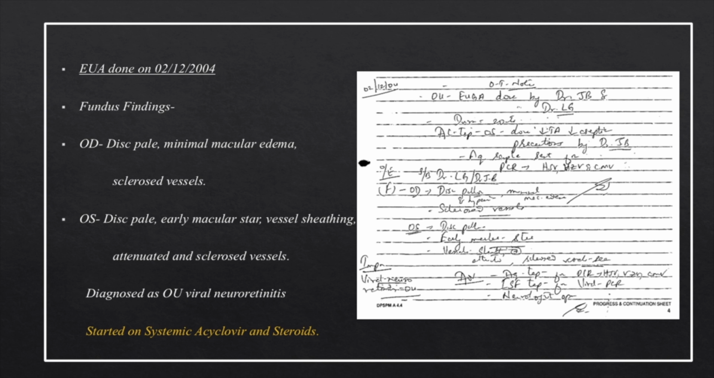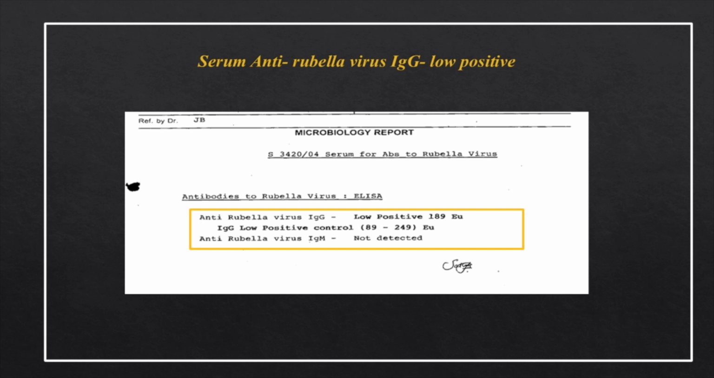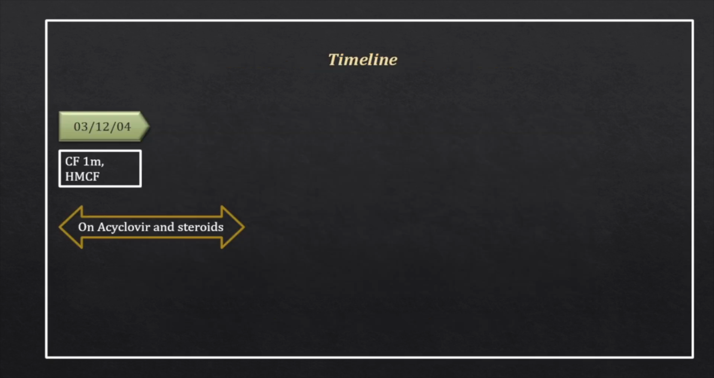He was started on systemic acyclovir and steroids. The AC tap, however, was negative for herpes simplex, cytomegalovirus, and varicella zoster. The CSF was also negative for the said viruses and also for Mycobacterium tuberculosis. The serum anti-rubella virus IgG, however, showed low positivity, but the mother informs that the child was vaccinated with the MMR vaccine.